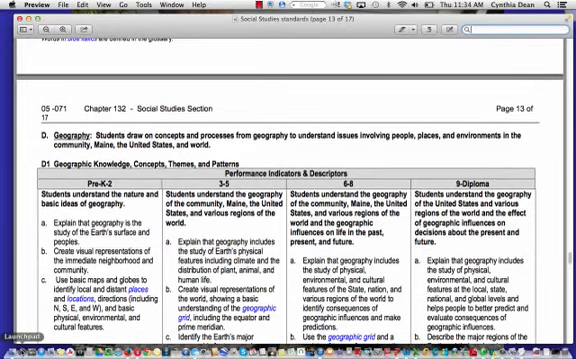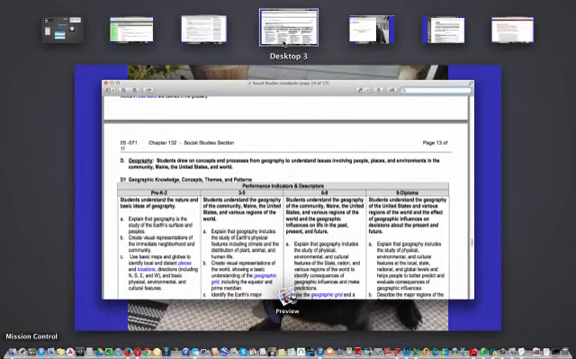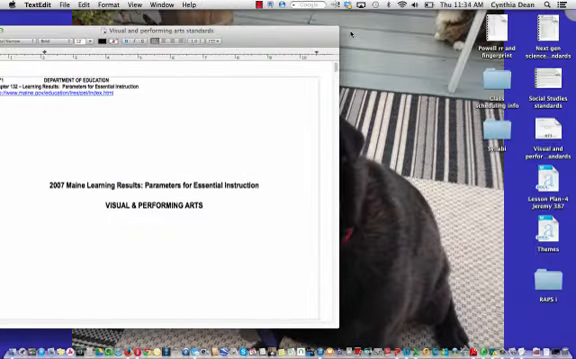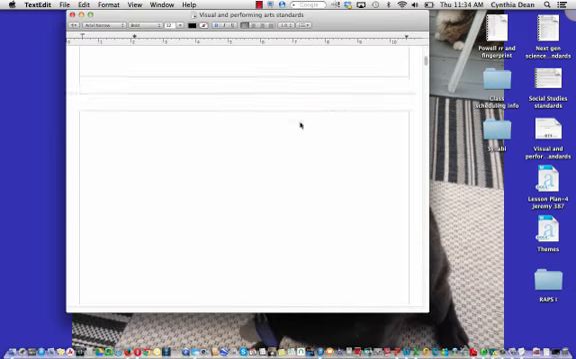All right, so I'm going to take that back. Oh, I keep hitting the wrong one, sorry. And then I'm going to look at visual arts. And again, this is the parameters for essential instruction, which are the Maine Learning Results.